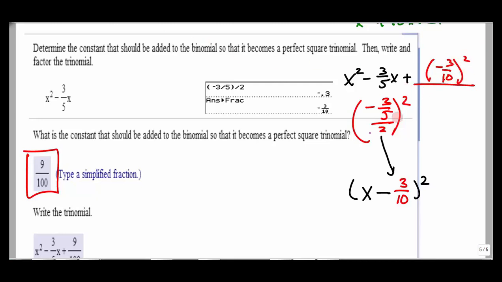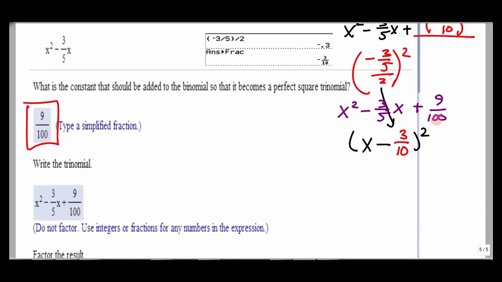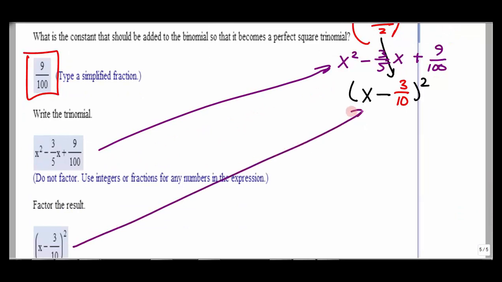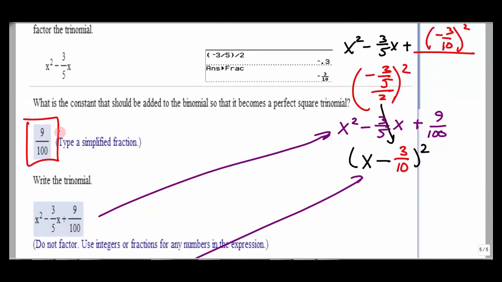So rewriting this, I end up with x squared minus 3/5 x plus -3 times -3 is 9. 10 times 10 is 100. So here's that 9 over 100. Comes from right here. Here's the trinomial rewritten, and then factor the result is right here. And again, the first number we find is that 9/100ths, and that comes from squaring half the linear term.